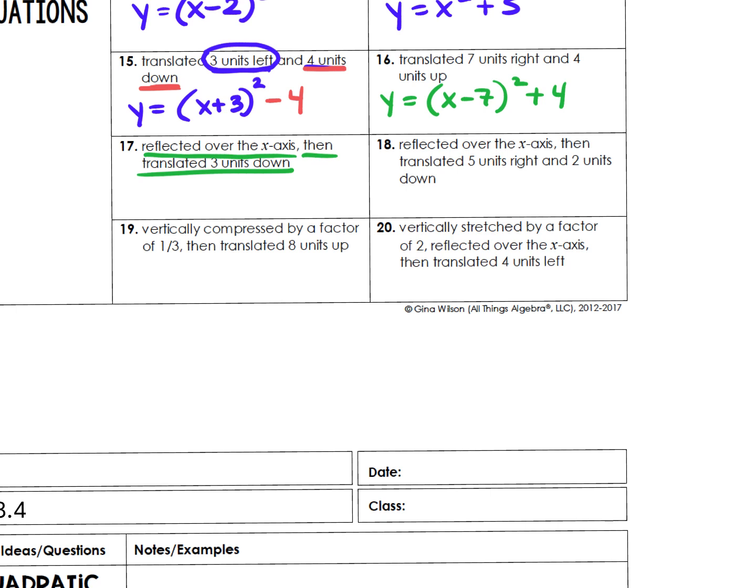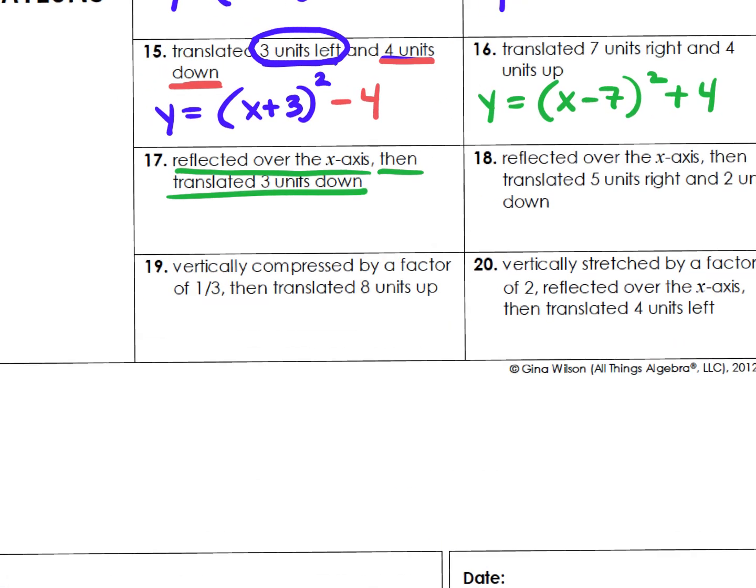Do you need parentheses on this problem? You don't, right? So you're going to go y equals, and then it's a negative. You could say x minus 0 squared, that's just not the simplest form, right? X minus 0 is x. So there's no need to put the x minus 0 in there. It's just x squared minus 3 would be down 3 units. Okay?